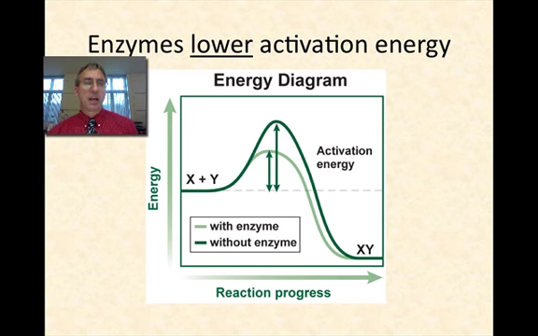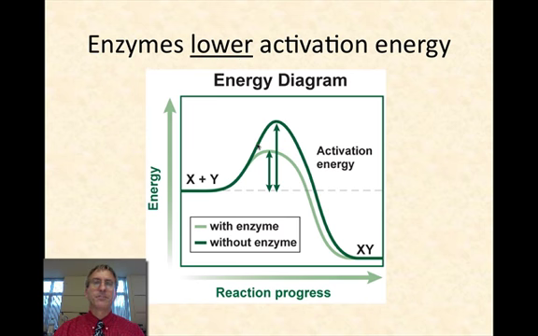Enzymes work by lowering the activation energy. This is their key concept right here. An enzyme lowers the activation energy. You can see in the diagram, without the enzyme, the activation energy is way up high. The enzyme reduces the amount of energy required. The reaction will end up going faster with an enzyme than without.